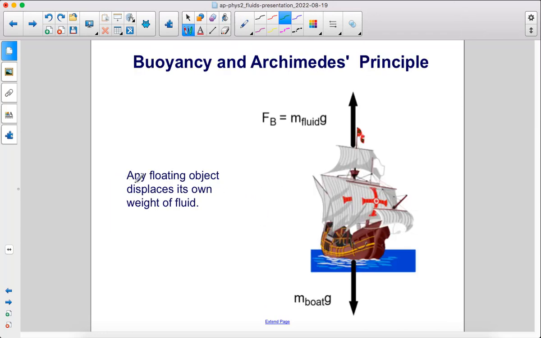All right, any floating object displaces its own weight of fluid. So if we draw a free body diagram for this boat floating in water, we have the earth pulling down on the boat, right? The weight of the boat, the mass of the boat times g, and the buoyant force is pushing up. Those must be opposite and equal.